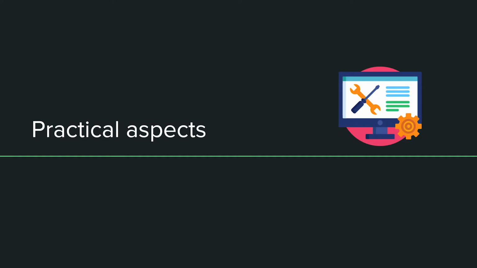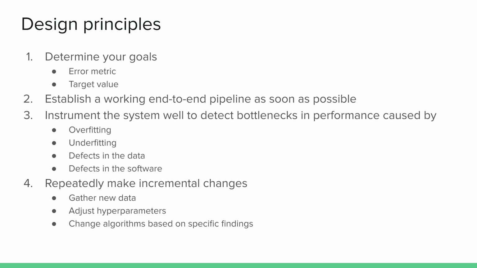Some of the practical aspects. When you're designing your machine learning algorithm and your pipeline, I would recommend you to do it in the following way. First, determine your goal. That should be your first priority. You should come up with an error metric and a target value for that error metric. Think about something that makes sense for you and for your problem.